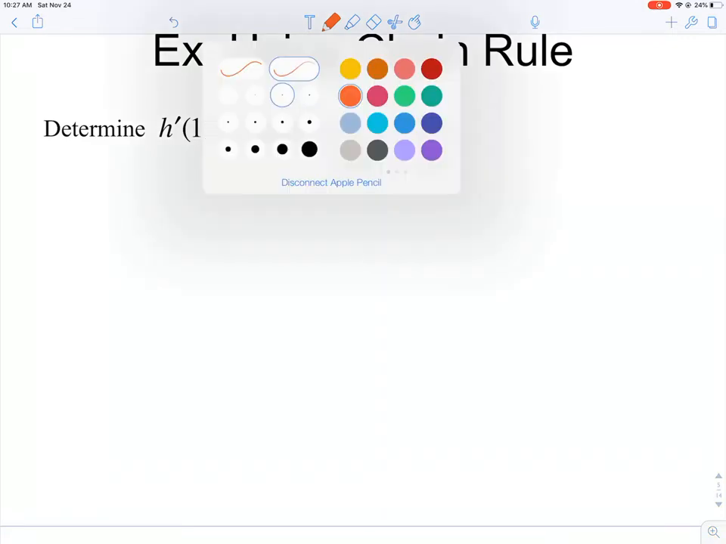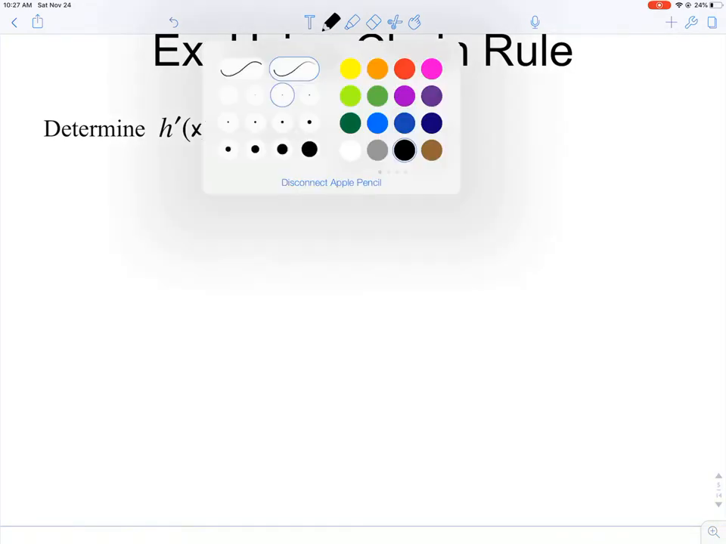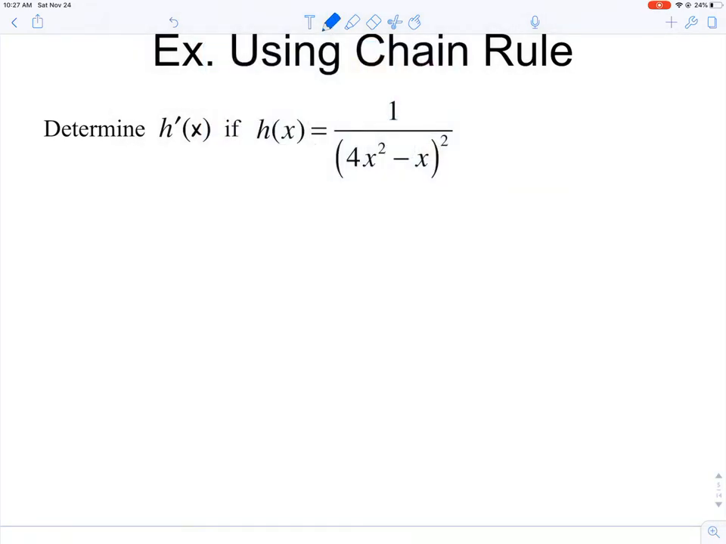Okay, this is a typo. Let me fix this. This should be an x. We're just finding h prime of x. Okay. So to find h prime here, first let's rewrite this so that we don't have to use a combination of chain and quotient rule. Let's rewrite this as 4x squared minus x to the negative second power.